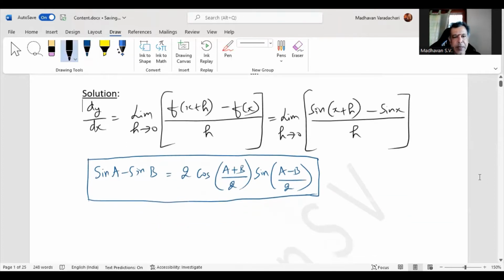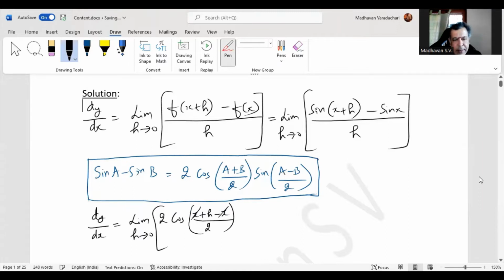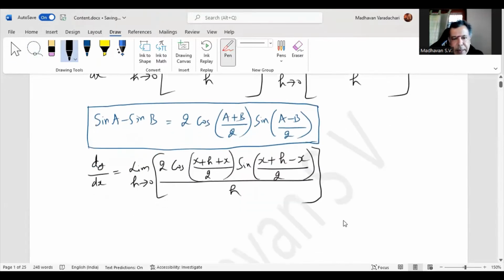So now dy by dx will be limit h tends to 0, 2 times cos of (x plus h plus x) divided by 2, because here A is x plus h and B is x, times sin of (x plus h minus x) divided by 2, the whole thing divided by h. Sorry, this should be plus, it will not get cancelled, it is A plus B. Here the x and x in the sine term are getting cancelled.